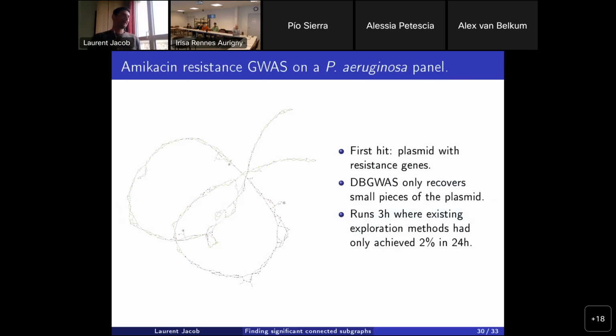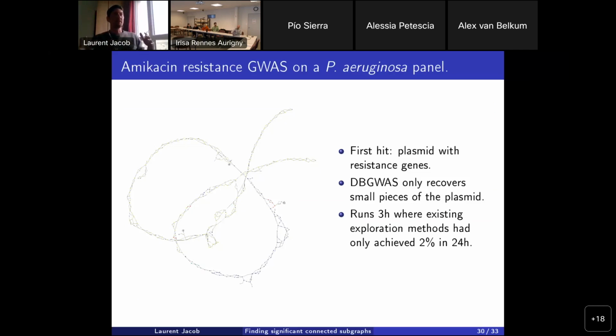And so this is, when we put everything together, we have a full procedure for testing all the close connected subgraphs. And if we apply it to the same data we used for dbGWAS, which was an amikacin resistance GWAS in Pseudomonas aeruginosa, this is the first hit that we obtain, which is a plasmid with resistance genes. If we apply dbGWAS at the same level on this data, then we only find small pieces of the plasmids, which are very hard to reconnect. So this is compared to dbGWAS.